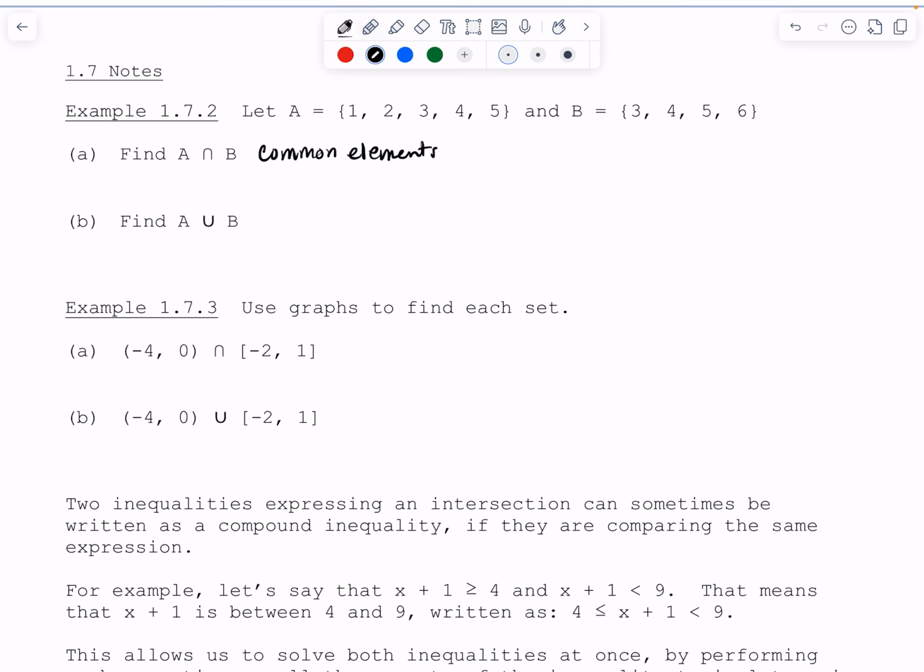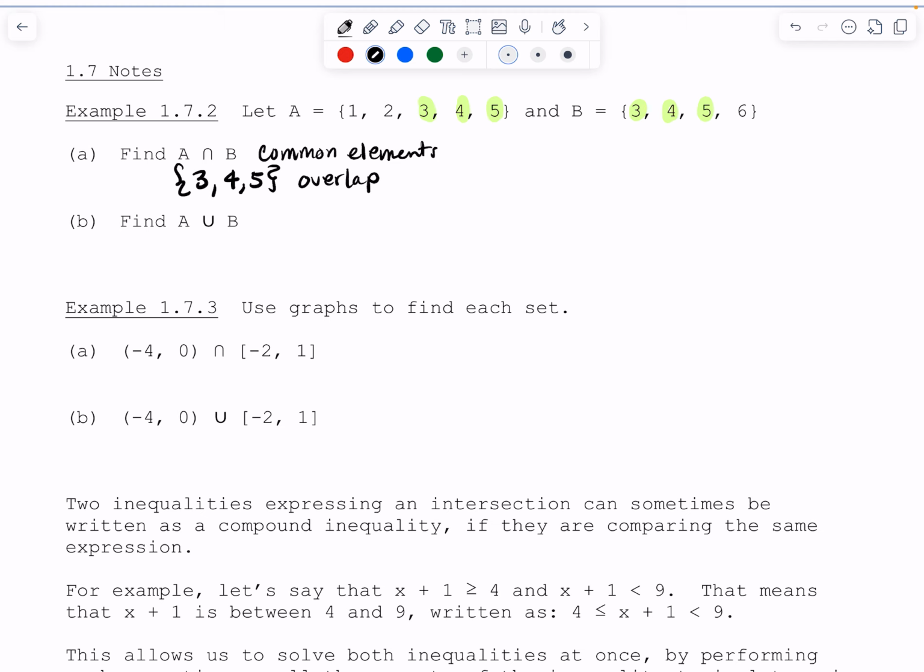So what's common to both? If I look at the elements, I see that 1 is not common to both because it's in A only. 2 is not common to both. 3 is in A and B. 4 is common to both. And 5 is common to both. So the overlapping values between A and B are 3, 4, and 5. So A intersect B, or A and B, the answer of this would be elements 3, 4, and 5. So you're looking for overlap. Okay? So let's check out the next one, part B.